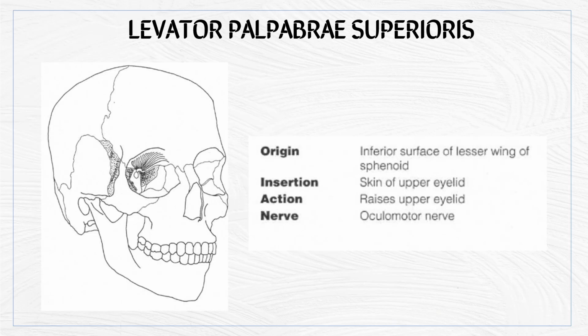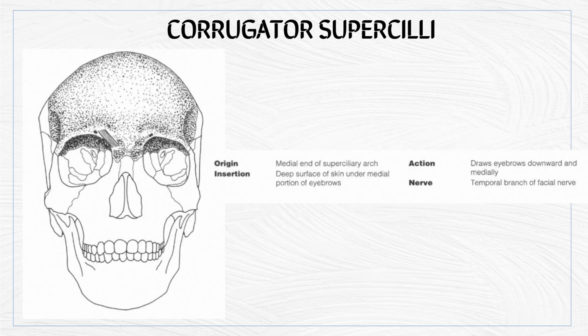Next, the muscle is levator palpebrae superioris. It has its origin from the lesser wing of the sphenoid bone. Here it originates and gets inserted into the skin of the upper eyelid. So the main action, as its name suggests, is that it elevates or raises the upper eyelid. The nerve supply is by the oculomotor nerve, which is the third cranial nerve.